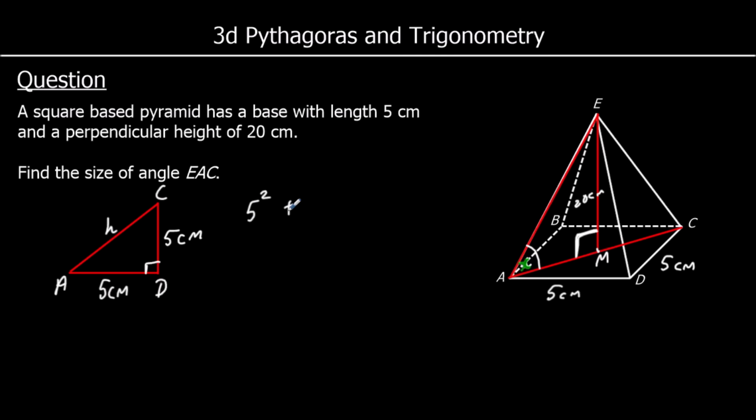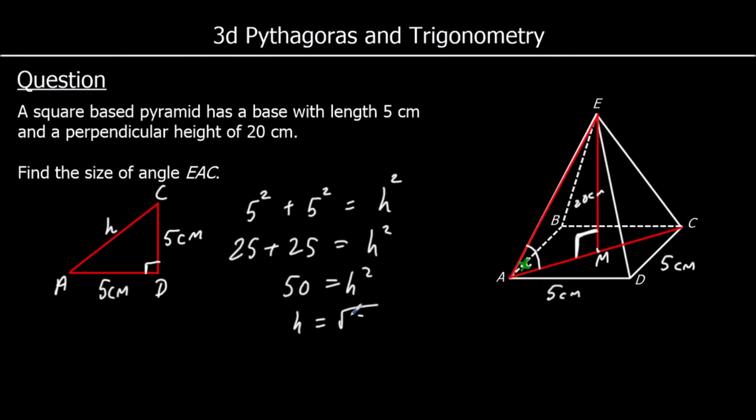So Pythagoras says the sum of the squares of the two shorter sides is equal to the square of the hypotenuse. So 5 squared plus 5 squared equals h squared. So 25 plus 25 equals h squared. So h squared is 50. So we can say h is root 50, which means A to C is root 50. So A to M is half of root 50. So root 50 over 2.